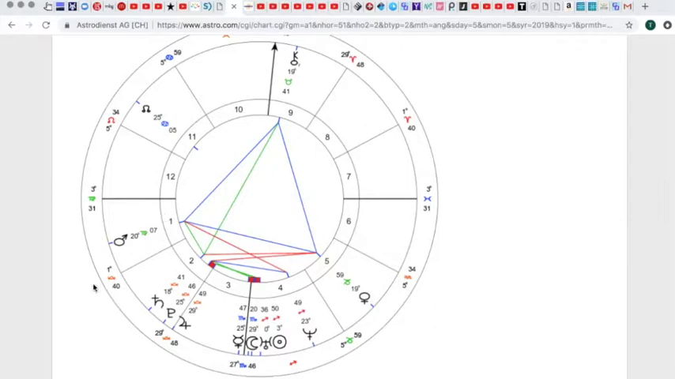So your second house is the house of your earthly needs. That's love and money. Then that's putting things into concrete form. And what is the sign that rules your second house? That's the scales. Yep, that's right. The scales are Libra. Libra, yeah.